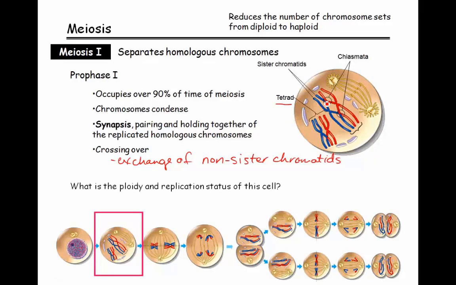Now, the ploidy and replication status of this cell is still going to be similar to the G2 cell. So in this case, we've got a diploid cell and the chromosomes are duplicated. If we're trying to recognize a cell in prophase I, we will be looking for chromosomes that we can see, and then we also want to see those tetrad structures formed. Not only do we want to see the tetrads, but we want to see them scattered about inside the cell.